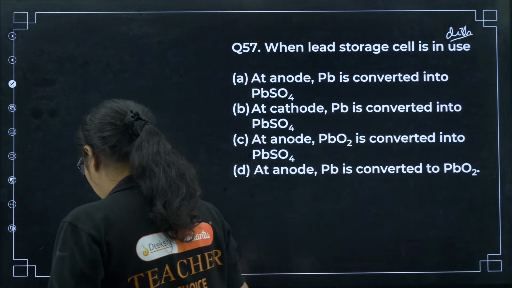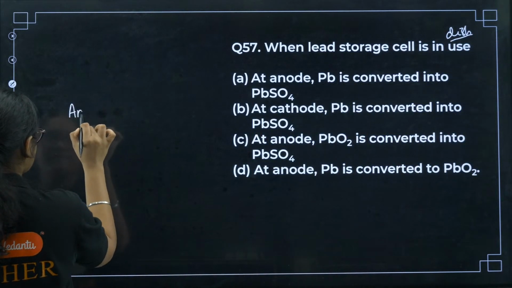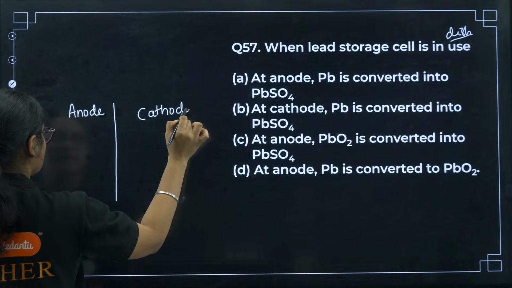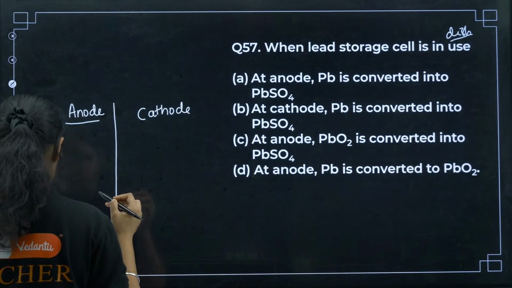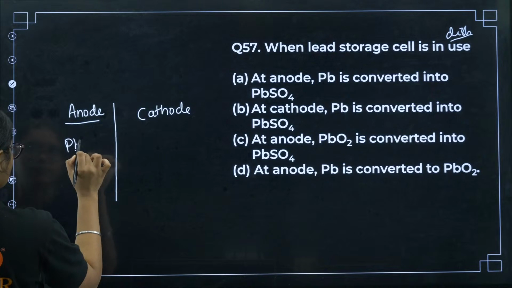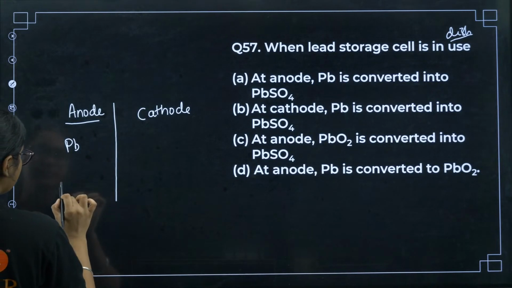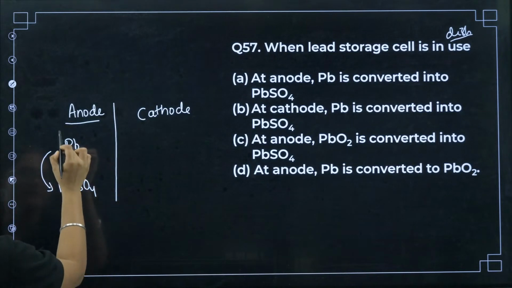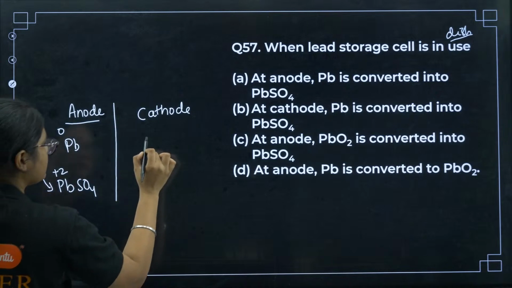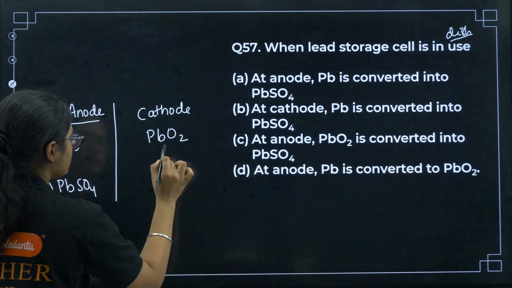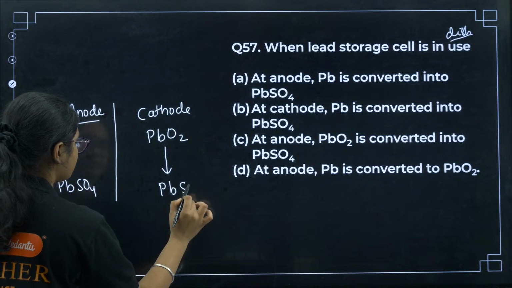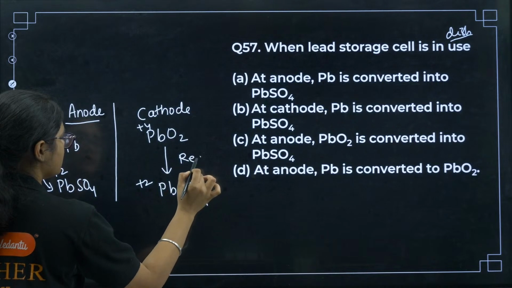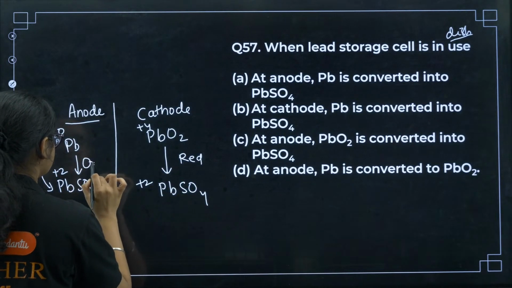If you remember, lead storage cell has an anode and a cathode, right? At the anode, oxidation takes place, so Pb gets converted to PbSO4 during the anode reaction. This is 0, this is +2. At the cathode, PbO2 gets converted to PbSO4. So this is +4 and this is +2. So this is reduction, and that one is oxidation.